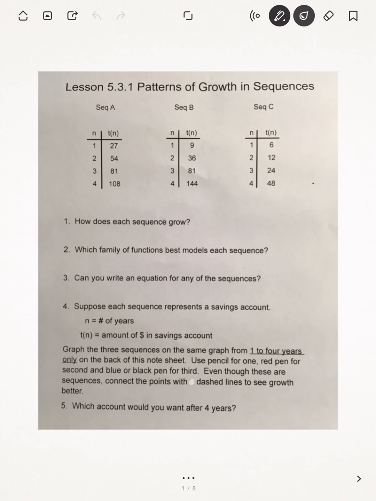Today we're going to talk about Lesson 531, Patterns of Growth in Sequences. I'm going to give you three sequences, A, B, and C. The first thing we want to do is know how does each sequence grow.